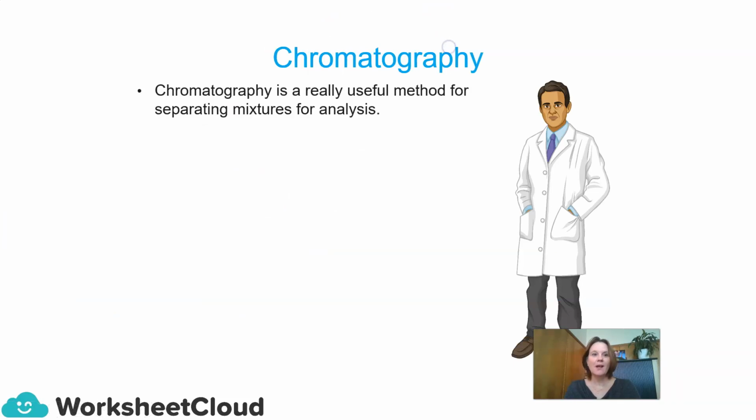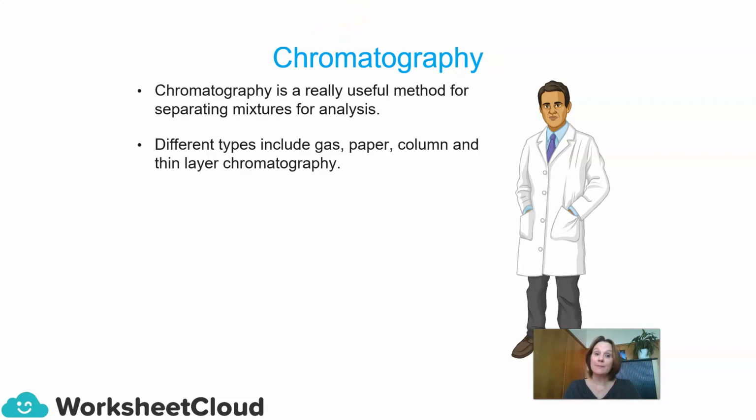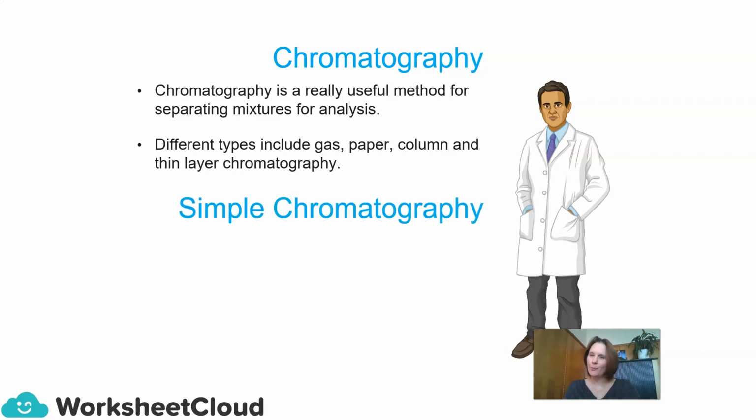Chromatography. It is a really useful method for separating mixtures for analysis, especially with forensic science. Different types include gas chromatography, paper chromatography, column and thin layer chromatography. But at our level, we only need to know about simple chromatography. But hopefully, as you get older and get to university, you're going to want to study all the other different methods of chromatography.